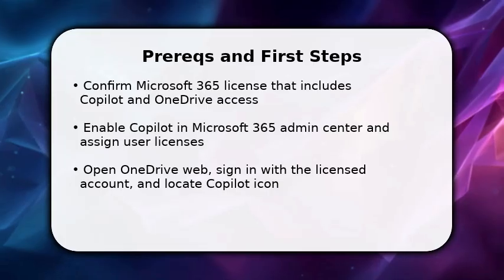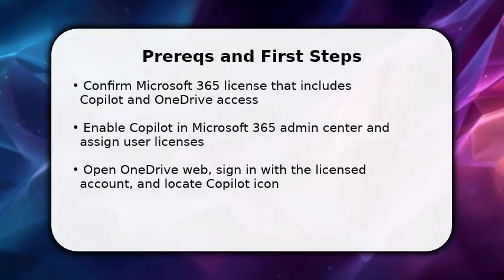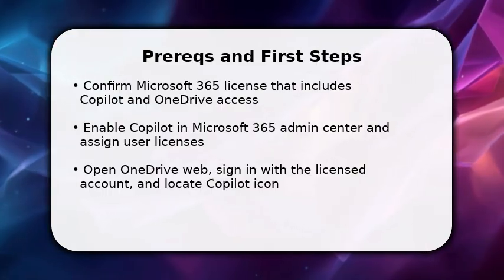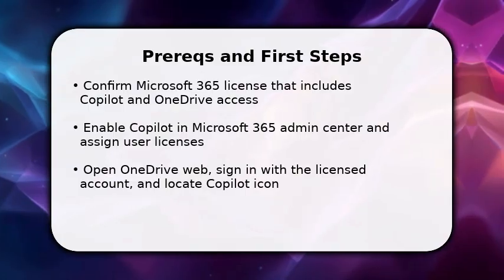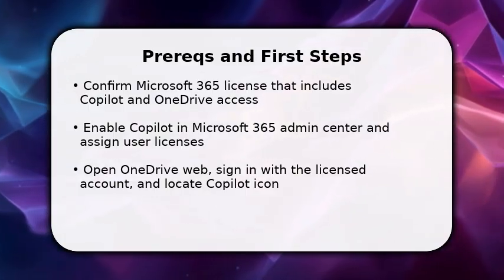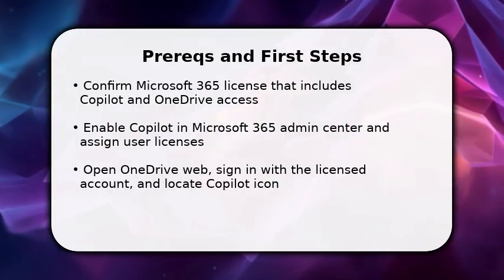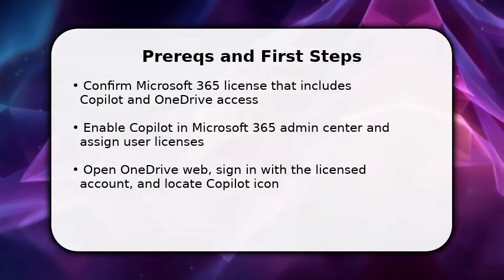You'll start by confirming you have a Microsoft 365 plan that includes Copilot. This matters because features are gated by license. Once confirmed, enable Copilot in the Admin Center and assign it to your account so OneDrive shows the feature.